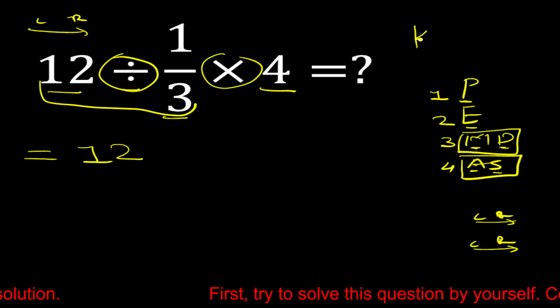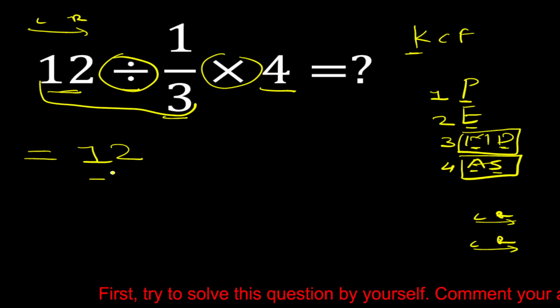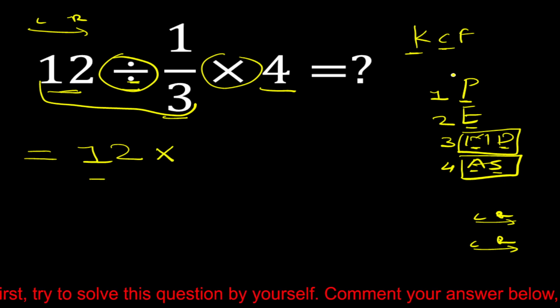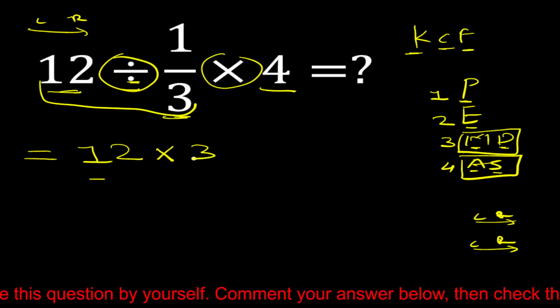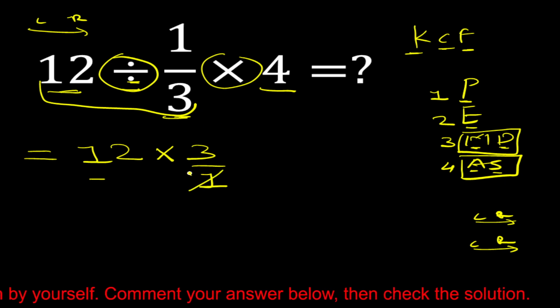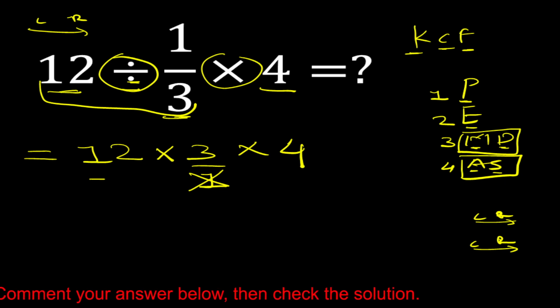Now according to the KCF rule, K means keep this 12 as it is, the same. C means change this sign from division to multiplication. F means flip this last fraction. 1 by 3 is equal to 3 by 1. Okay, so we can write only 3 multiply 4. Okay.